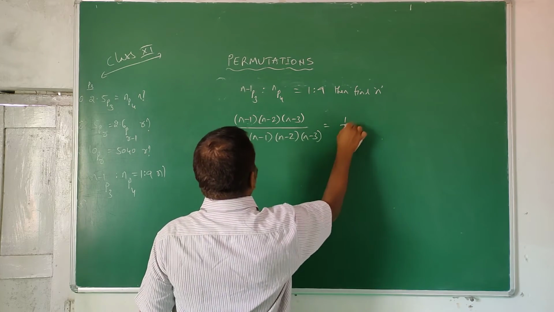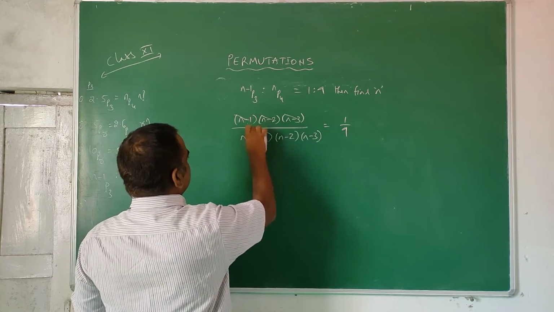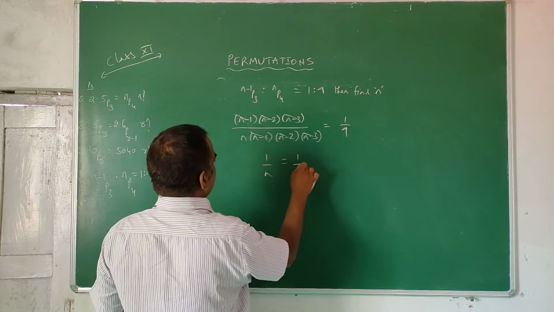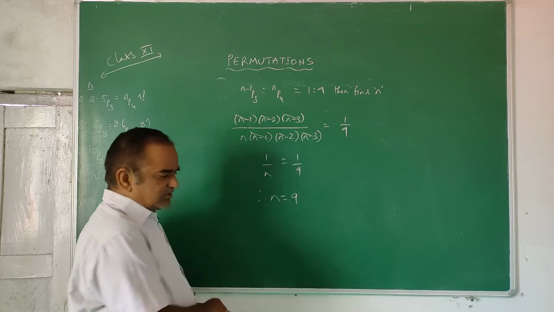It's equal to 1 is to 9, which means 1 by 9. So this (n-1), (n-2), (n-3) and (n-1), (n-2), (n-3) get cancelled. 1 by 9 is equal to 1 by n. Therefore n is equal to 9. Understood?